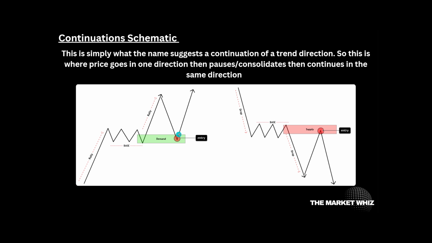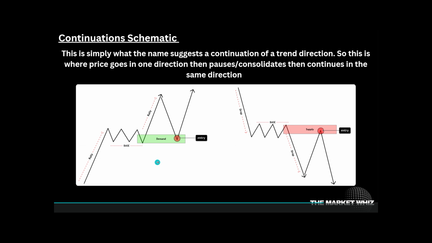Very simple. So continuations. Now, this is simply what the name suggests. Again, a continuation of a trend direction, right? This is where price goes in one direction, then pauses or consolidates, and then continues in the same direction. Just something you may already know about. For example, an uptrend or a downtrend is pretty much that, right? We get price going up, creating higher highs and higher lows. That's pretty much all it is.